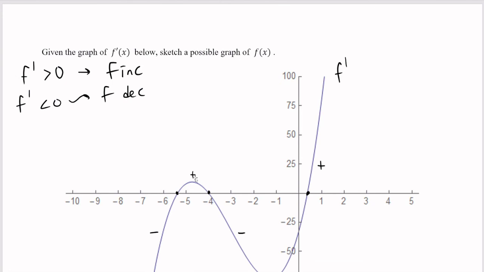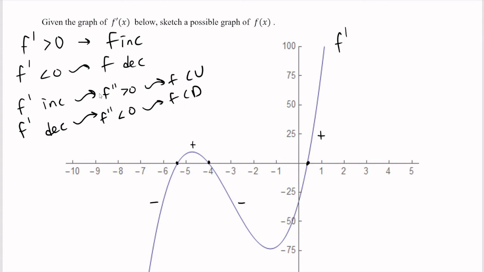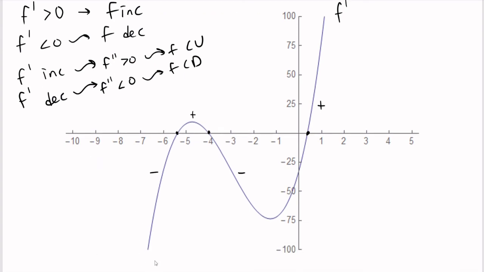Okay. Well, what else? Well, I need the concavity too. How does the concavity work? Remember, if f prime is increasing, that's f double prime greater than 0, which means f is concave up. If f prime is decreasing, then the second derivative is less than 0, which means f is concave down.